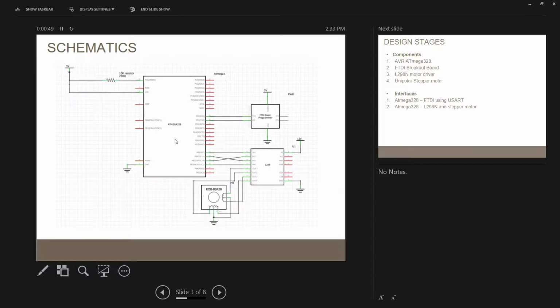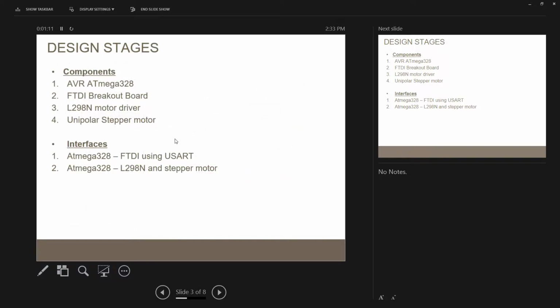So here's the schematics. We have the FTDI chip to be used with USART to let the user know what the maximum value they can input is and how to input the 3 values they wanted. And then we have the L298N motor driver that takes in the inputs from the Atmega and sends those to the stepper motor to do half steps to turn to the specified positions. The components I used were the Atmega328, the FTDI breakout board for USART, and the L298N motor driver to interface with the unipolar stepper motor, since the Atmega can't drive it.